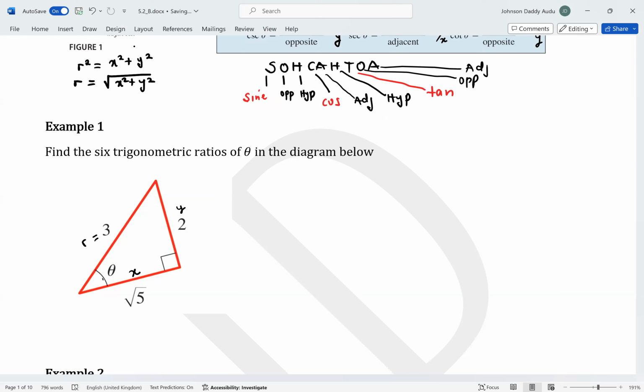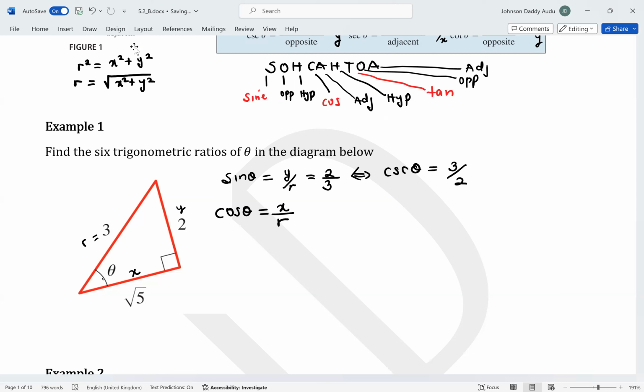With this, we can start with sine theta, which we know is y over r. And this is just going to be 2 over 3. And immediately from here, we can get cosec theta, which is just going to be the reciprocal, which is 3/2. Then cosine theta is adjacent, so this is x over r as well.